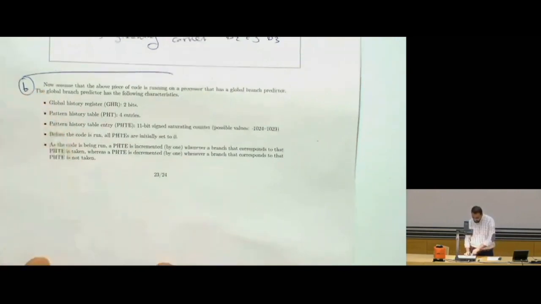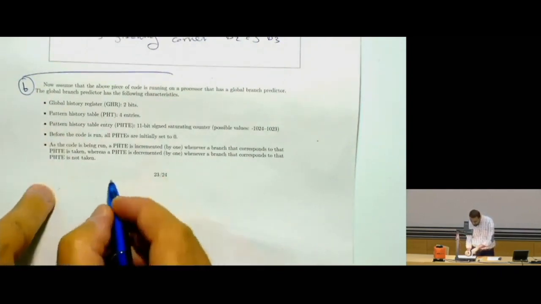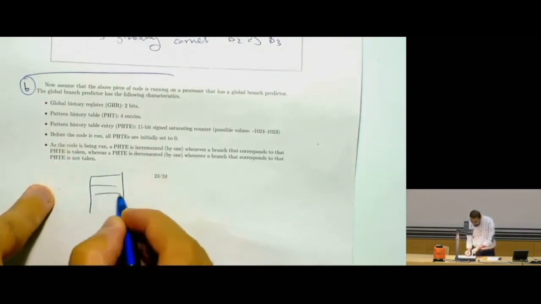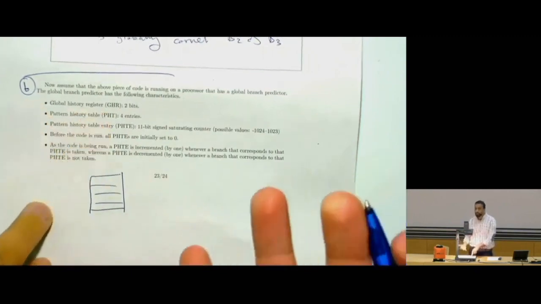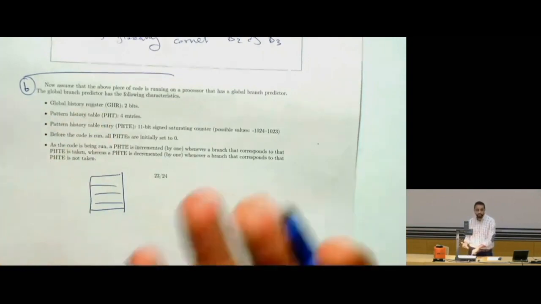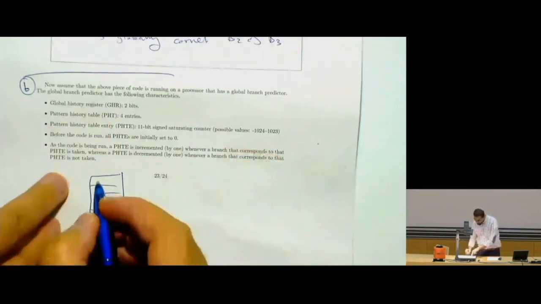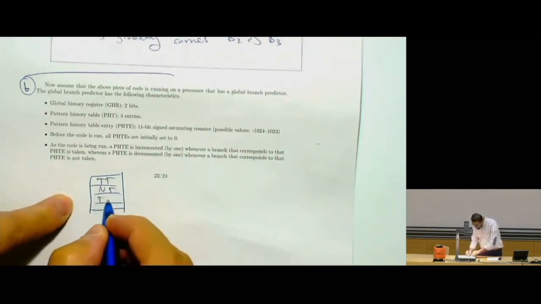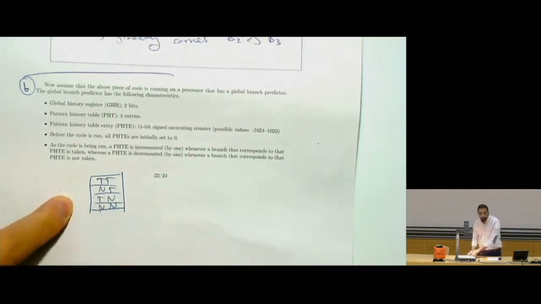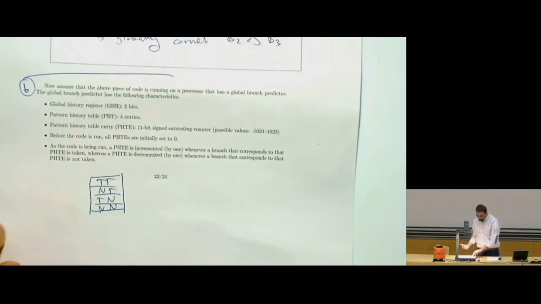So I'm given a global history register that has 2 bits only. You could have 3, 4, but here I'm only having 2 bits. 2 bits mean I have 4 entries. And for the global history register, what I'm storing here is basically whether 2 branches are taken or not. So it could be taken-taken, taken-not taken, not taken-taken, and not taken-not taken, right? So one of those entries. So I'm considering 2 branches at the same time.